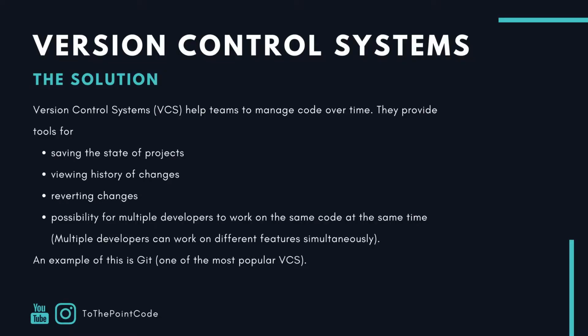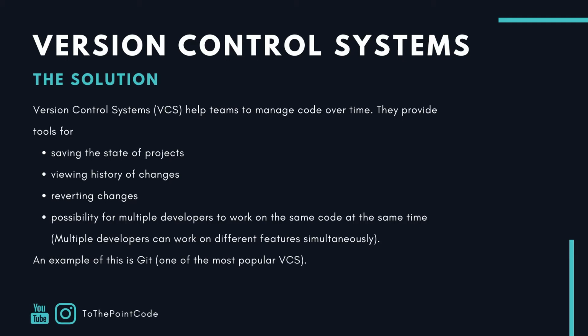Version control systems provide us with the tools that we need to manage our project over time. They make it possible to save the state of our project and also view the history of changes that we make to them. They also make it possible to revert or undo changes that we've made in the past. And in the case of large projects, version control systems make it possible for multiple developers to work on the code at the same time. Git is an example of a version control system.